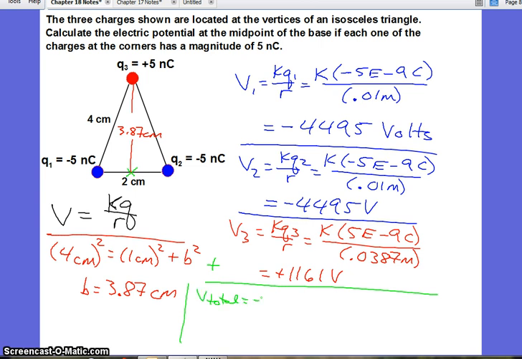So the total is negative 4,495 volts plus negative 4,495 volts plus 1,161 volts. And we get that the total electric potential comes out to be negative 7,829 volts.